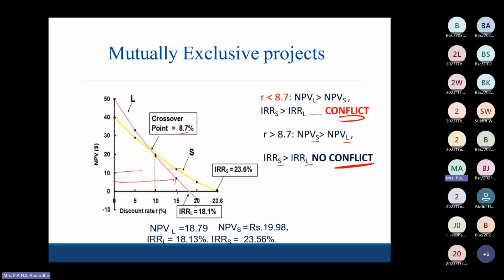So now you can't say whether you are accepting project L or S, because NPV says yes, L is the one. But IRR says project S is the good one. So there is a conflict when the cost of capital is less than this crossover rate.